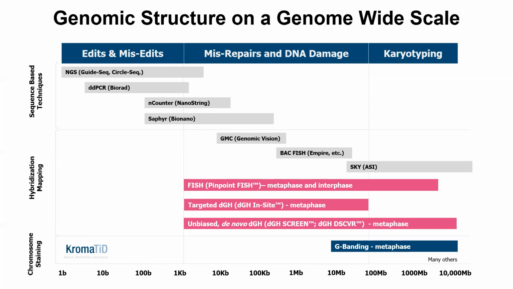Genome-wide DGH Screen provides high-resolution structural data as well as karyotype. Finally, there's G-banding with typical resolution of megabases. That is the current gold standard for structural analyses. However, we really are talking about orders of magnitude lower resolution than DGH. That said, Chromatid does offer G-banding as an orthogonal analysis to DGH.